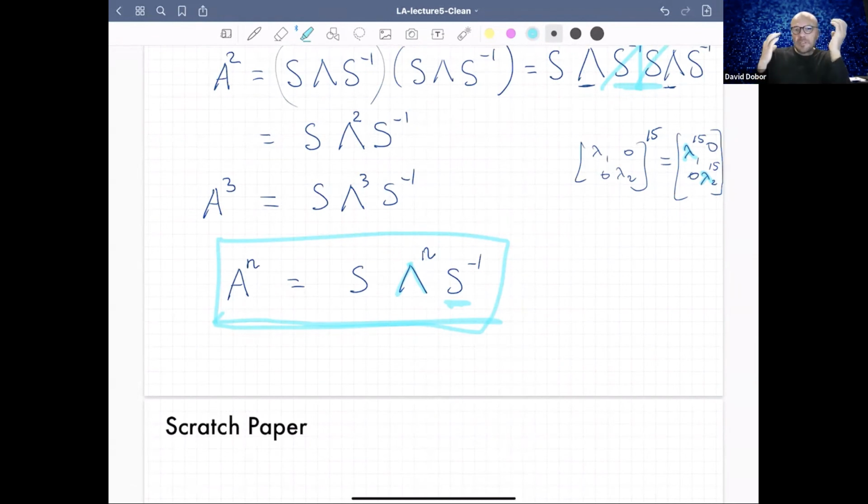So all you have to do is compute the inverse of matrix S once, and then compute the nth power of the diagonal matrix. Easy peasy. And then compute the product once, and you have the nth power of matrix A. Right? This is nice.